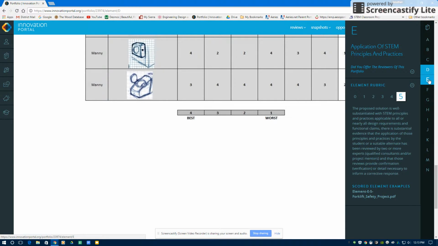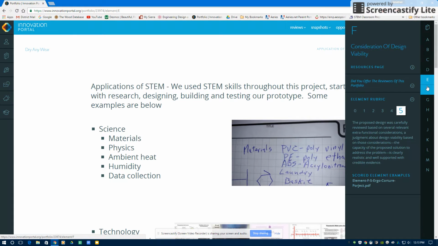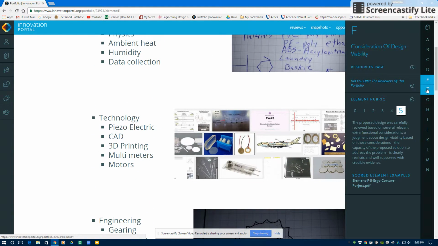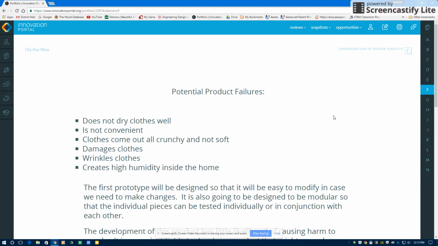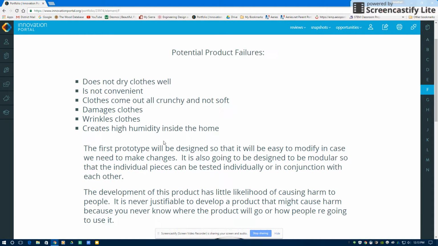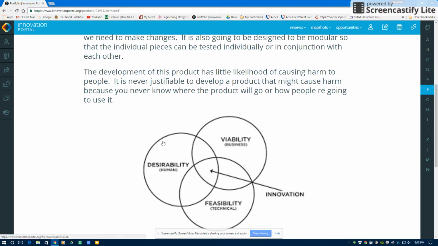Element E is the use of STEM principles. This whole thing will be done in your Google portfolio, and these will all be separate pages. So where did you use science, technology in here? F is consideration of design viability. So here are possible problems we might have with our product.